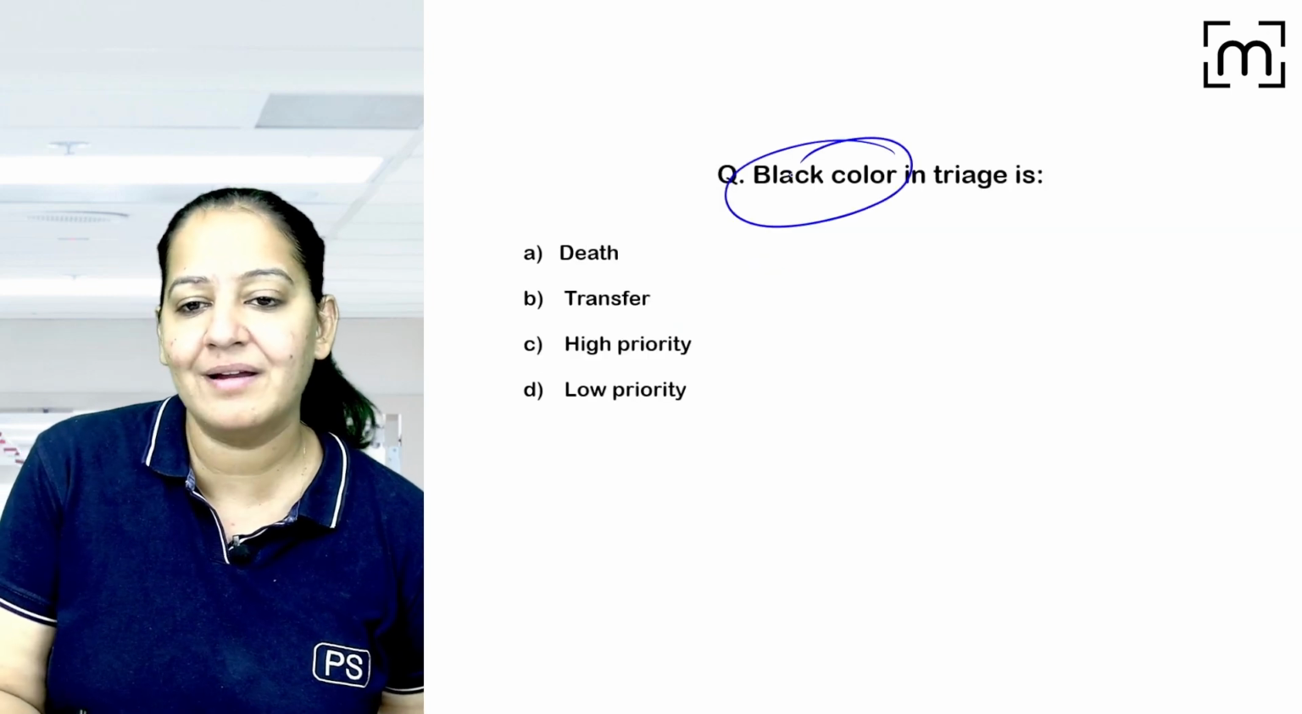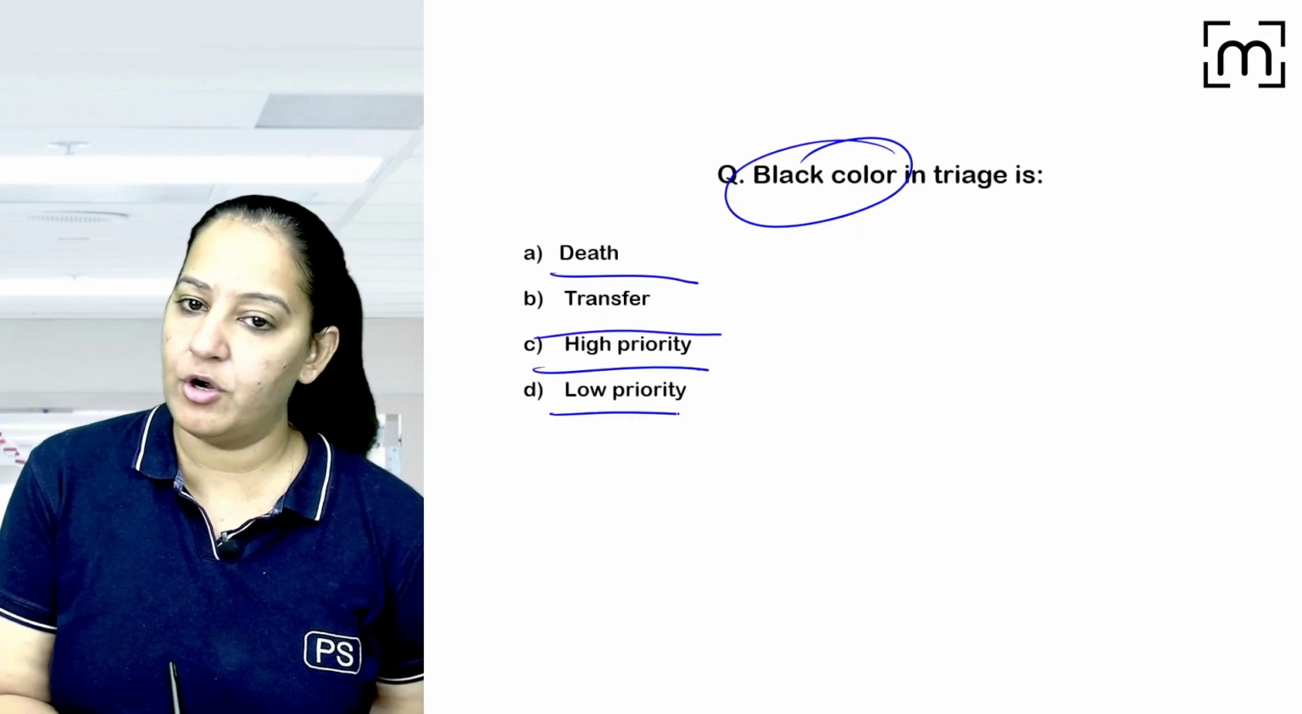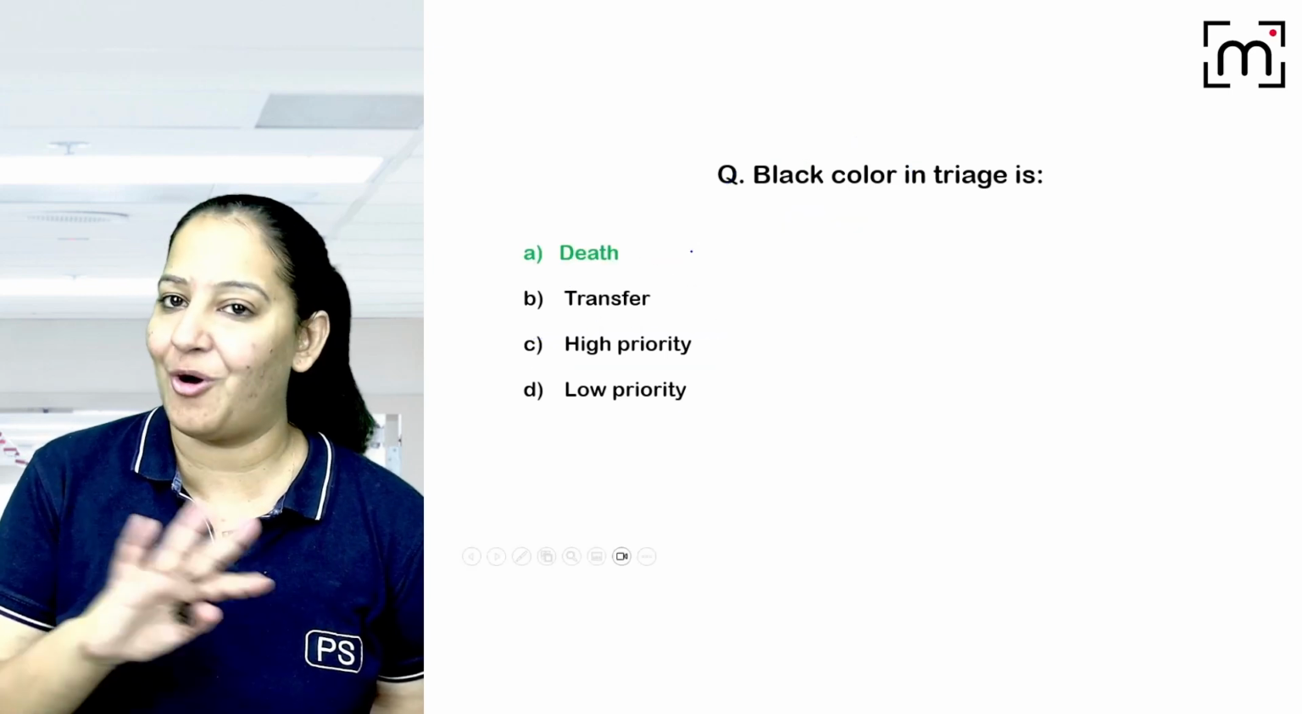The next question, black color in triage indicates what? Is it death, transfer, high priority or low priority? We all know black means death or moribund.